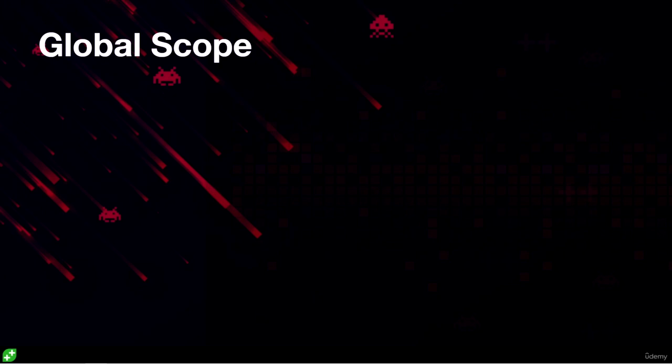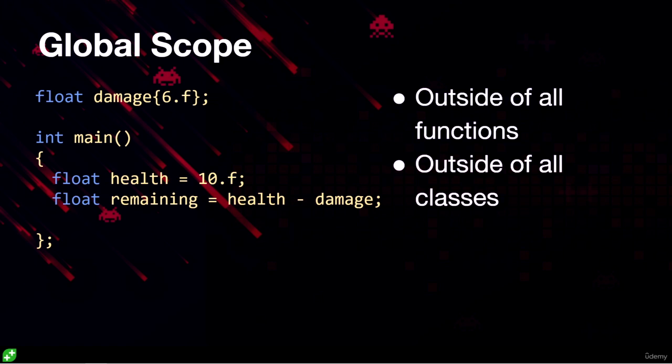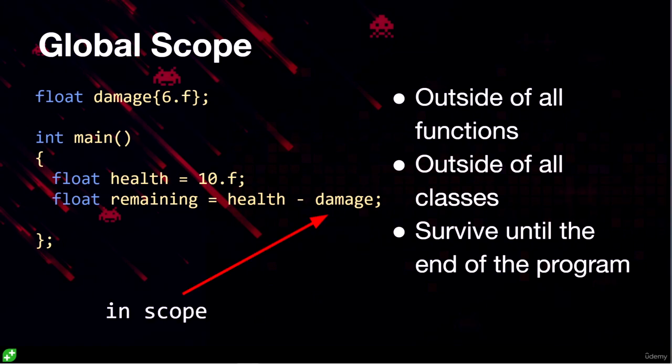Now let's discuss global scope. Let's say we have our main function and we declare a variable just outside of the main function. This variable has global scope, and we can use it anywhere in the program. We declare a global variable outside of all functions and outside of all classes. This variable exists everywhere in the program and will survive until the end of the program. So this float variable damage was declared outside the main function, so using it in the main function is valid since the variable has global scope.